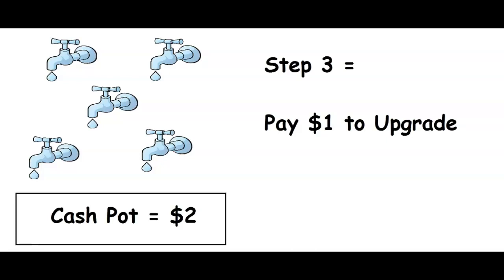But the more you promote the system, the more referrals that you get, and that's going to speed up the earning for you. So it's going to help you to reach that $2 quite quickly as well. Once you have reached your $2, then you can move on to step number 3, which is to pay $1 to upgrade the system on Simple Monthly Money.